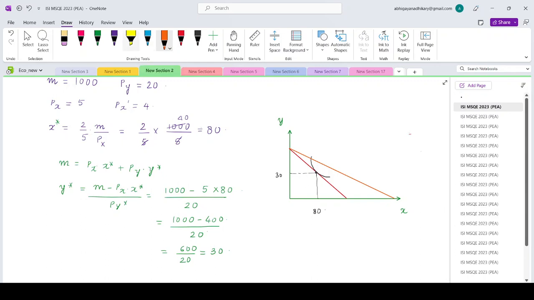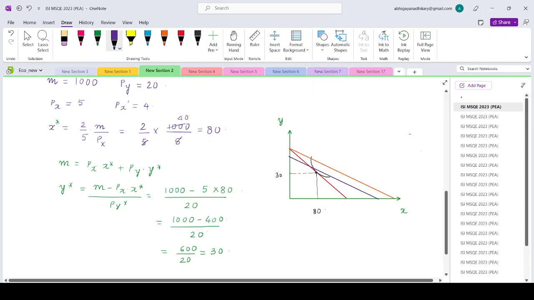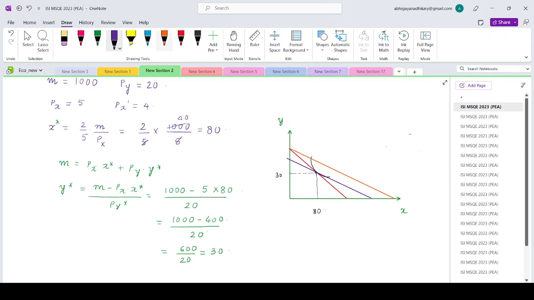So in order to find out the substitution effect, what we should do? We should push the new budget line parallelly backwards till it passes through the old consumption bundle. So this is my old equilibrium, 80 of good X and 30 of good Y. So this is how it will look like. And corresponding to this, the point where the indifference curve will intersect, that will give you the substitution effect. So let's say that is XS, and the difference between these two is what we require to find out.